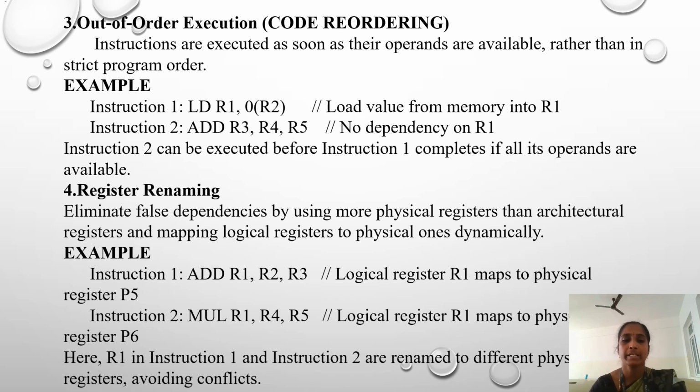The fourth one is register renaming. Here, we eliminate false dependencies by using more physical registers than architectural registers and mapping logical registers to physical ones dynamically. For example, in instruction 1, we add R2, R3 and store in R1. In instruction 2, we multiply R4, R5 and store the result in R1 register. Here R1 in instruction 1 and instruction 2 are renamed to two different physical registers so that we avoid conflicts.